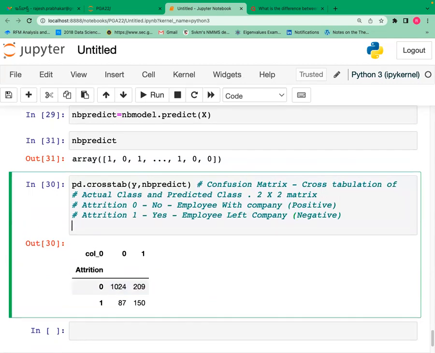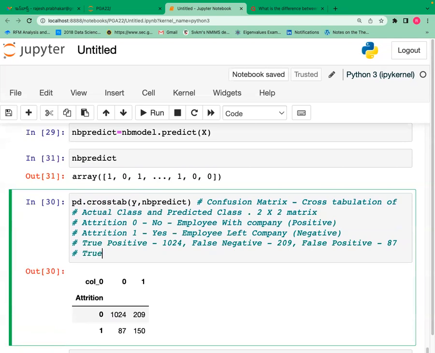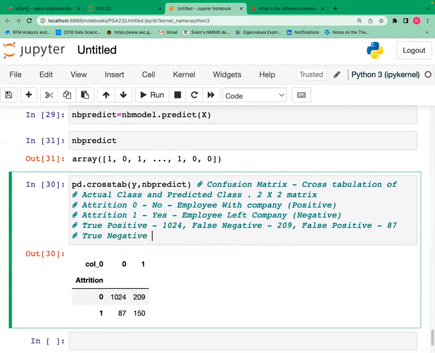So true positive is what? 1024. The first quadrant, true positive, right? The second quadrant is false negative, 209, which is a wrong classification. False positive, again a wrong classification, is 87. True negative is 150.